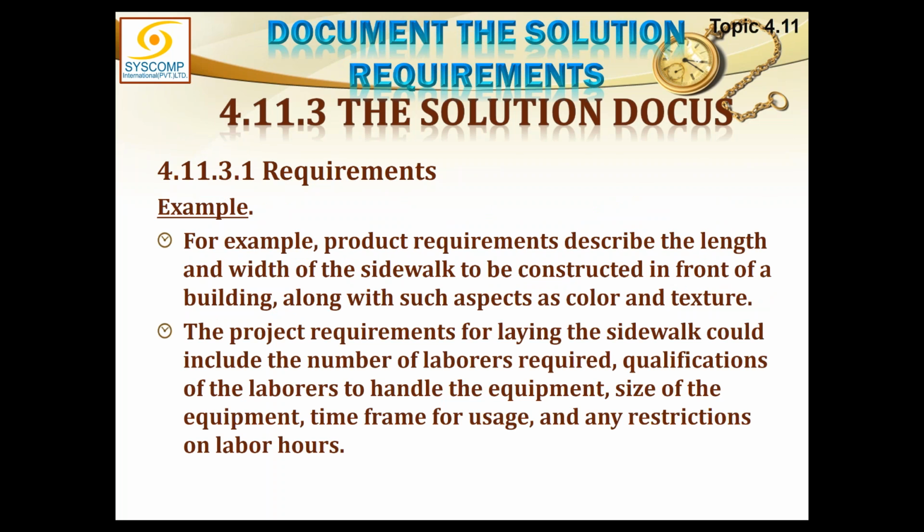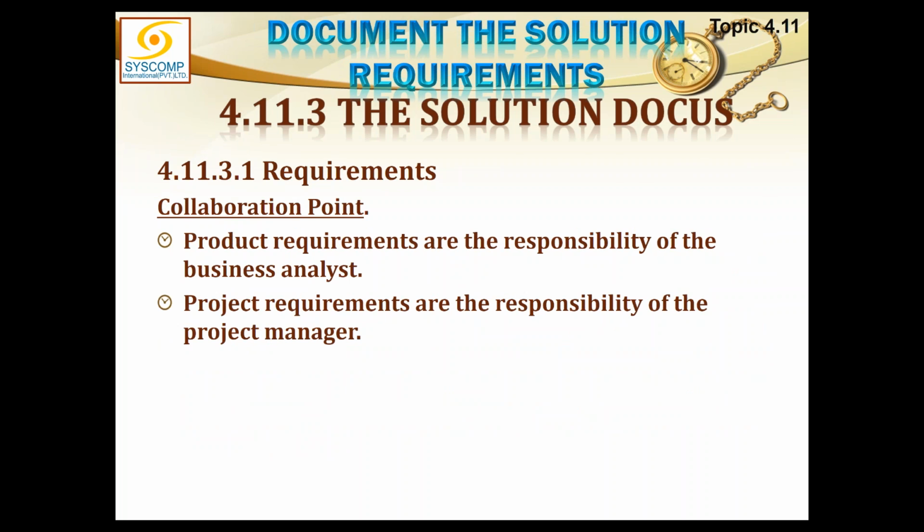For example, product requirements describe the length and width of a sidewalk to be constructed in front of a building, along with such aspects as the color and texture. The project requirements for laying the sidewalk could include number of laborers required, qualification of the laborer to handle the equipment, size of the equipment, time frame for the usage, and any restrictions on labor hours. You see, project requirements exclusively talk about how to do it, the work of the project, whereas the product requirements just deal with the product itself.